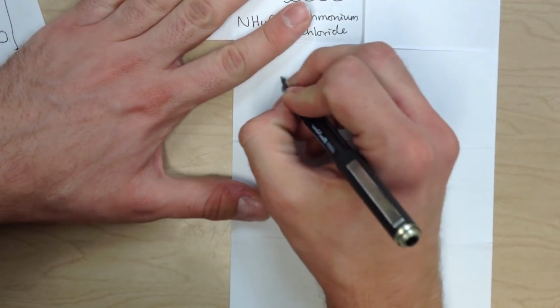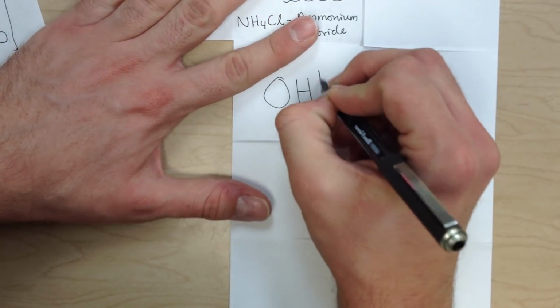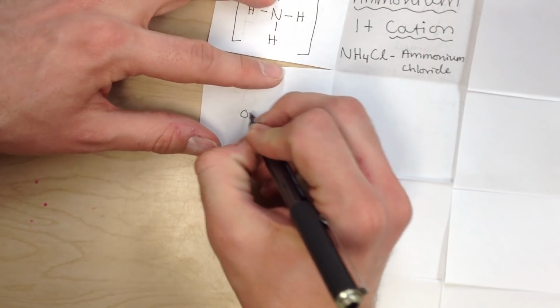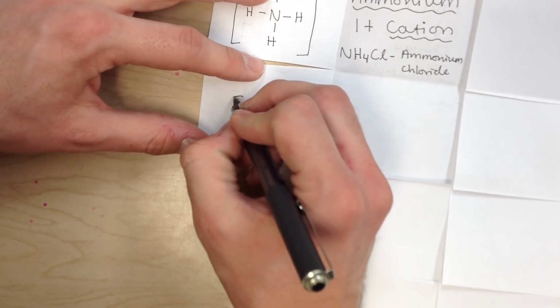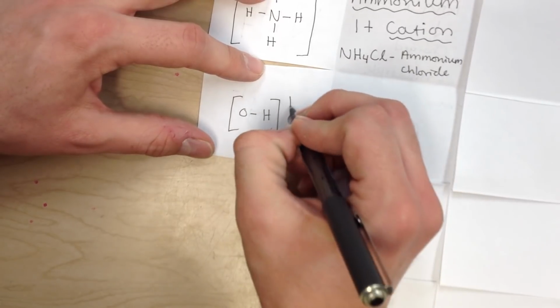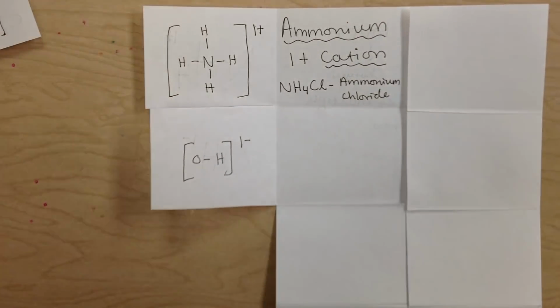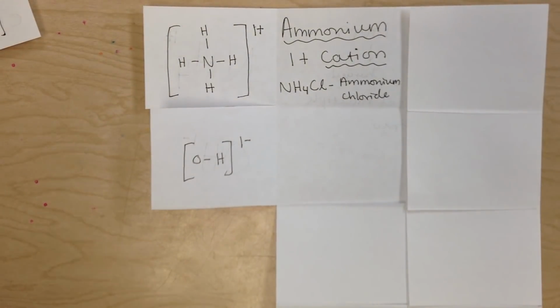Alright, moving on to the next one. The next one is OH1 negative. Let's draw that. We have an O bonded to an H, and outside the brackets, we have a -1 charge because this substance has an extra electron or an extra negative charge.